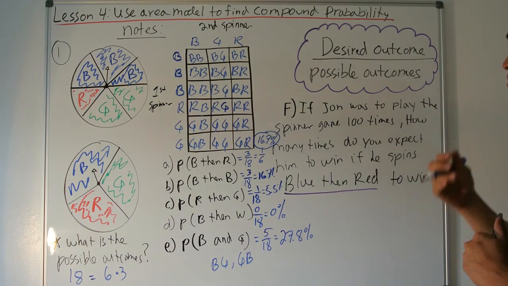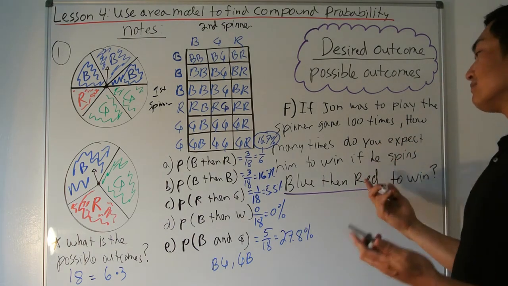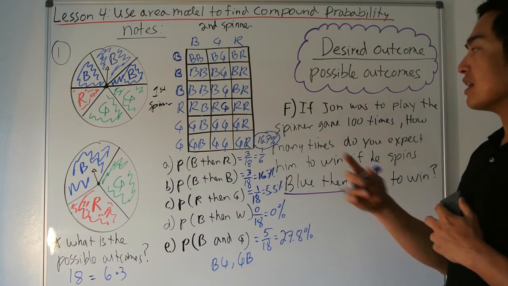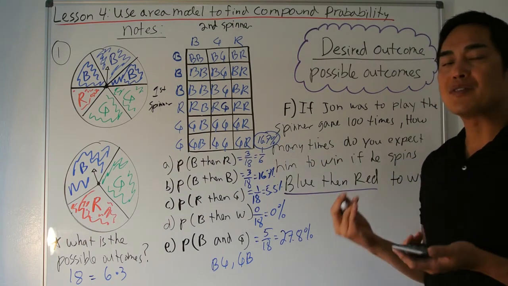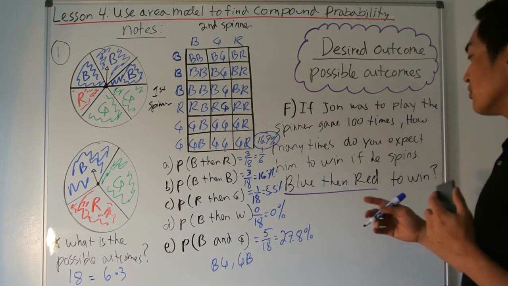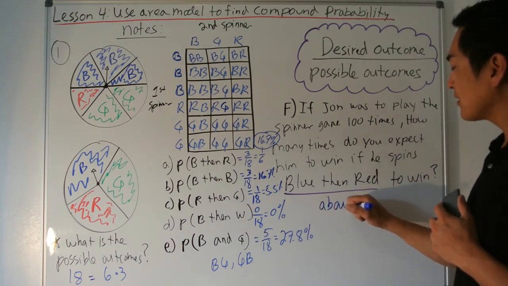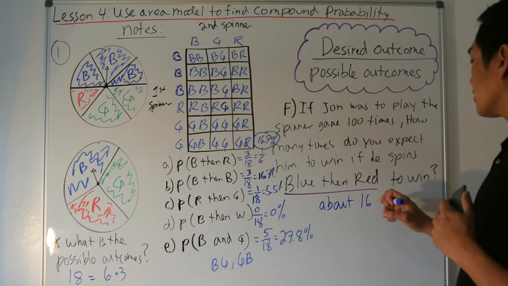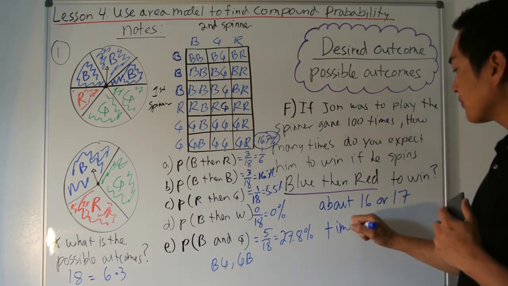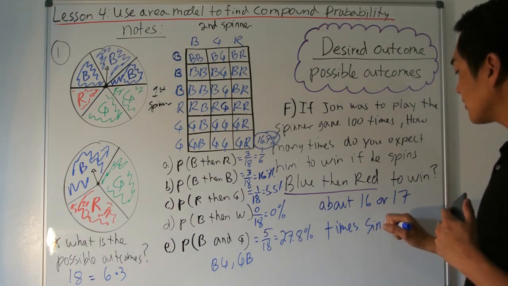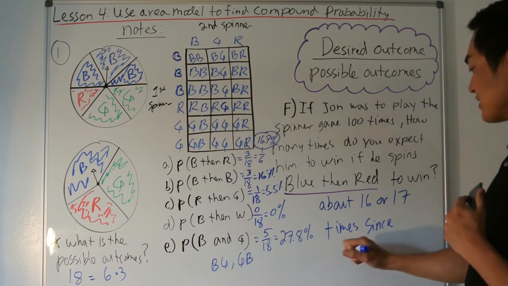So if he's going to play that 100 times, we expect him to win, well, think about it, a percent is always out of 100. So therefore, he should win around 16 to 17 times. We're going to write that down. So about 16 or 17 times, since the probability of him winning is 16.7%.